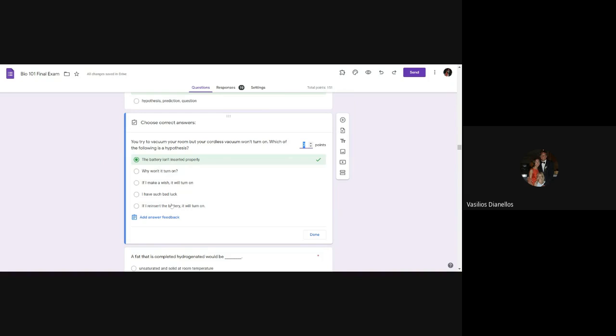So if you guessed this, you at least got half credit. Because, yeah, it was a prediction and not a hypothesis, but at least it was a prediction based on the correct hypothesis. If I make a wish, it will turn on. No, that would be a prediction, not a hypothesis, but it also was not even related to the hypothesis. And then, of course, if you put I have such bad luck, that's wrong too.